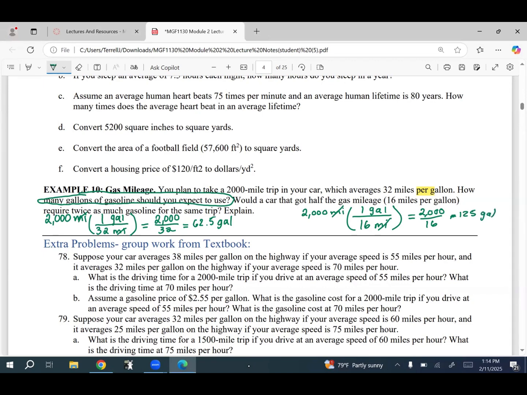That is almost double, right? So will it require twice as much gasoline? Yes. This is almost double 62.5.